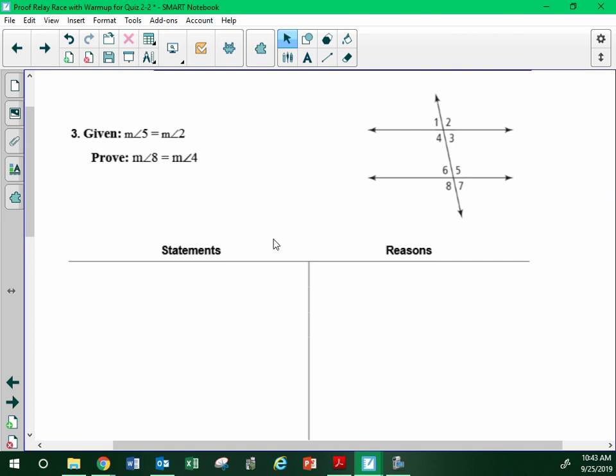Have proofs on it? I mean, it's your proof quiz. There are infinite possibilities for proofs.